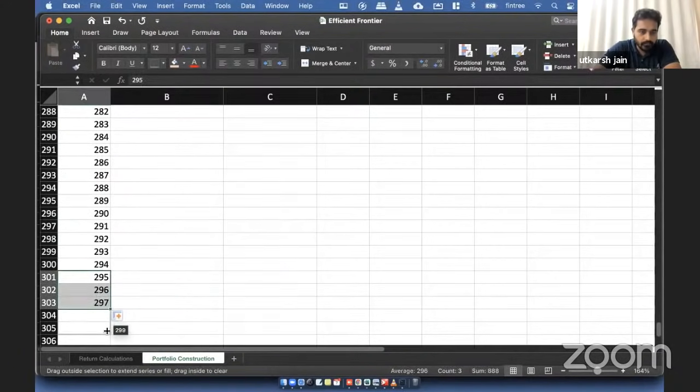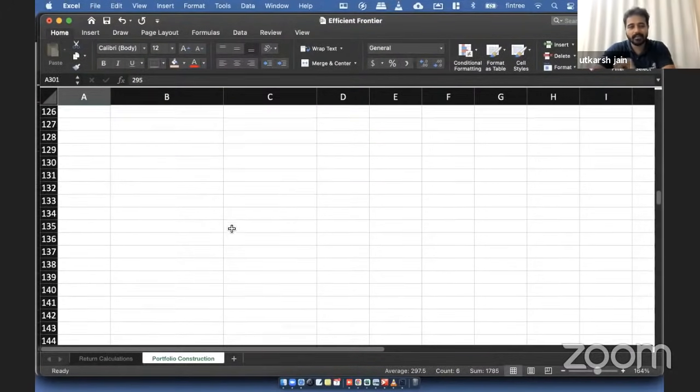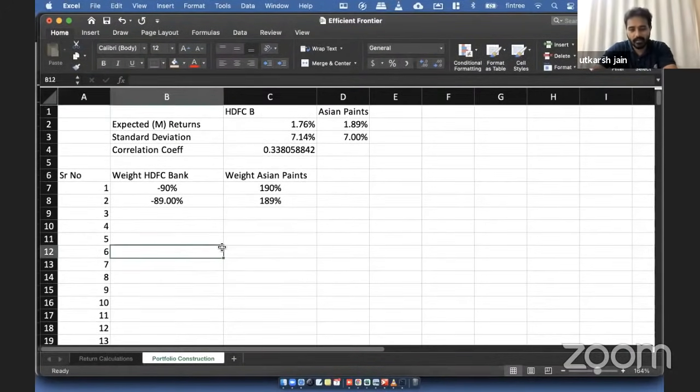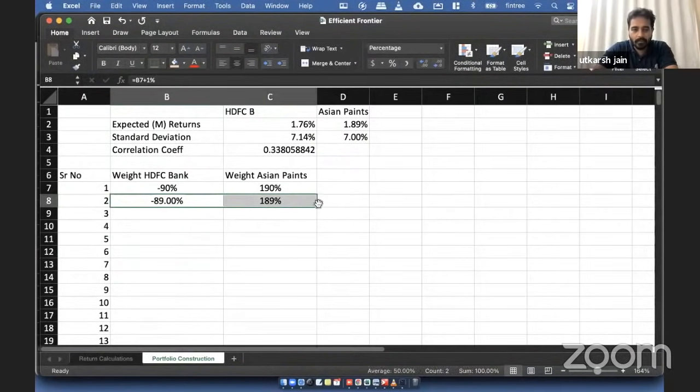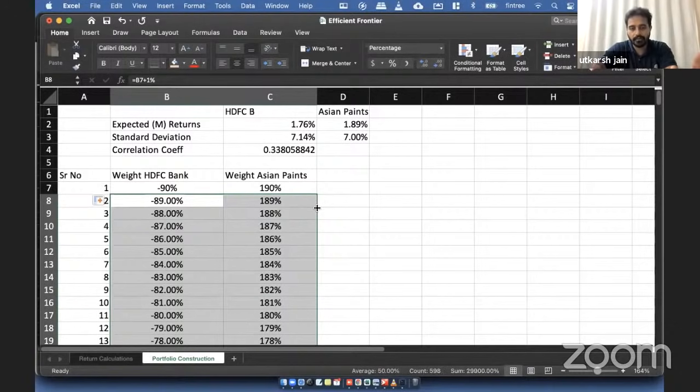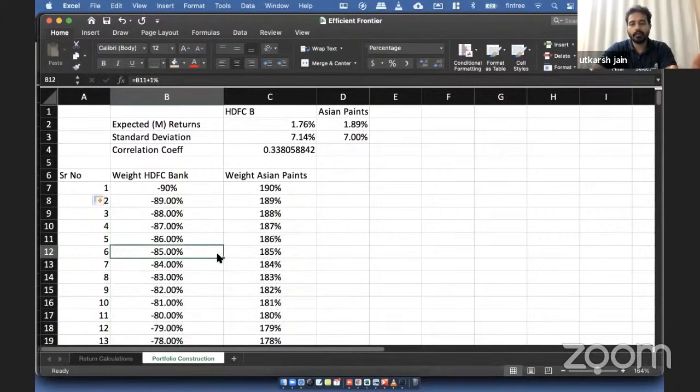So let's create roughly 300. In theory, we can create infinite portfolios, right? As many as we want. It's the Excel which has to run the maths. Why would we worry about it? And then I'm just going to keep that interval of 1% and extrapolate that for the whole range. Boom, there you go. All the 300 possible portfolio combinations are ready with us.